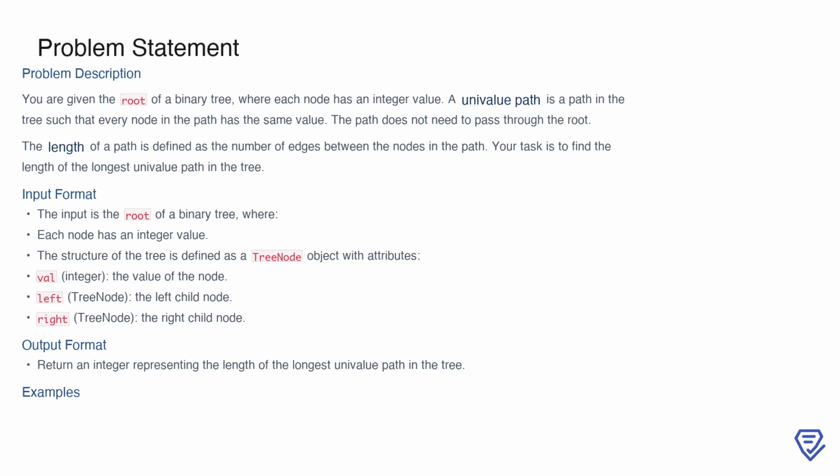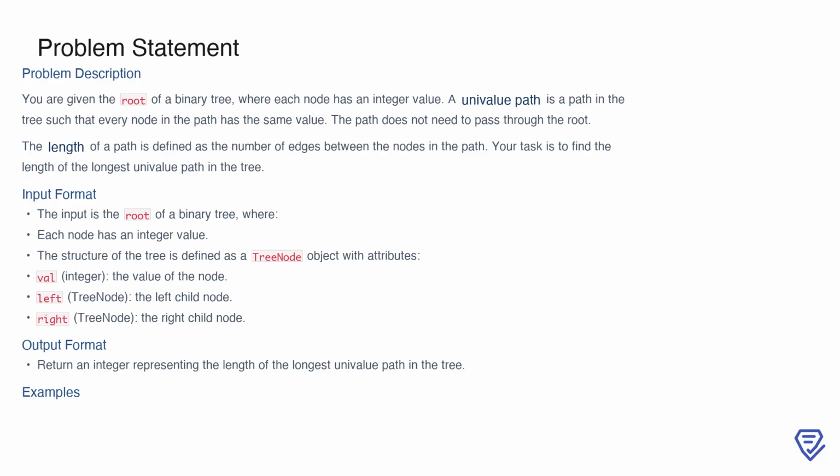In this problem, we are working with a binary tree where each node contains an integer value. A key concept here is the idea of a univalue path, which is a path in the tree where every node along the path has the same value. Importantly, this path does not need to pass through the root of the tree. Now, the length of such a path is defined by the number of edges connecting the nodes in the path, not the number of nodes themselves. Our task is to determine the length of the longest univalue path in the given tree.